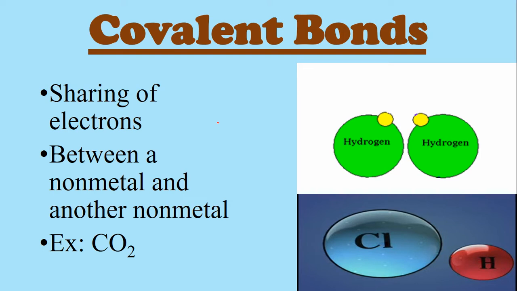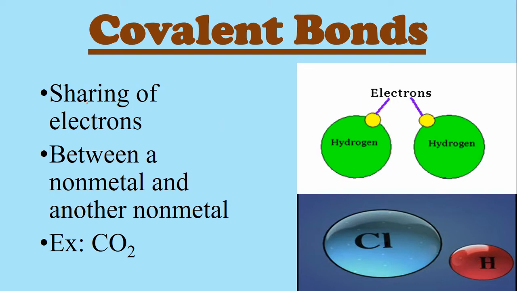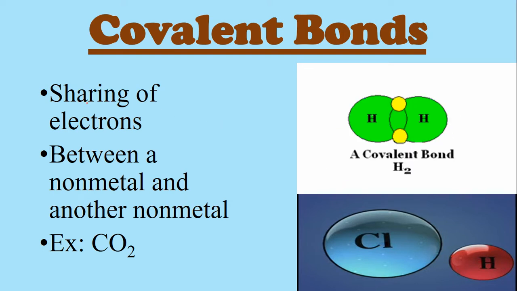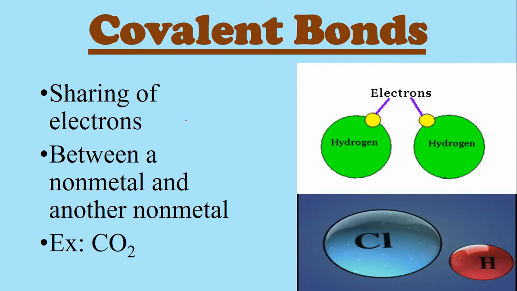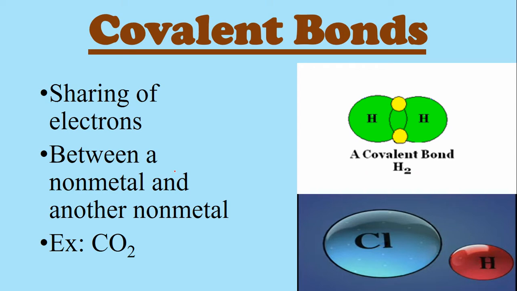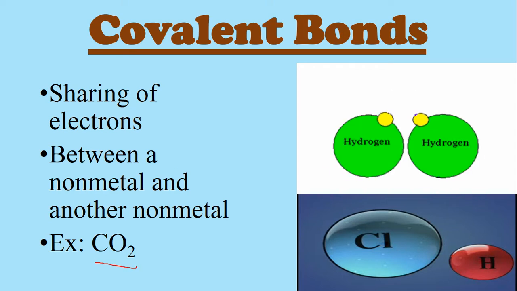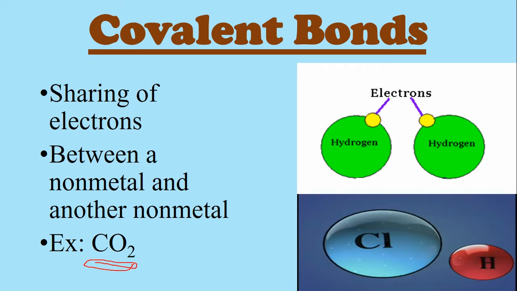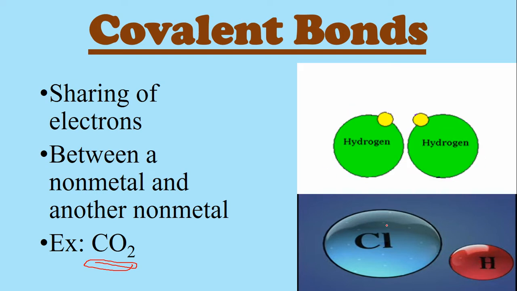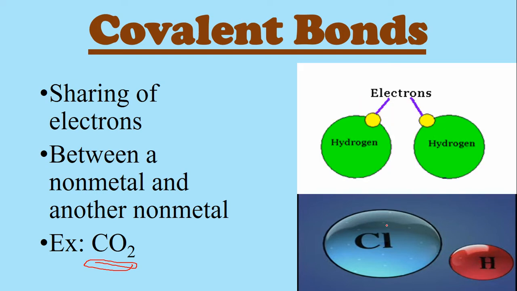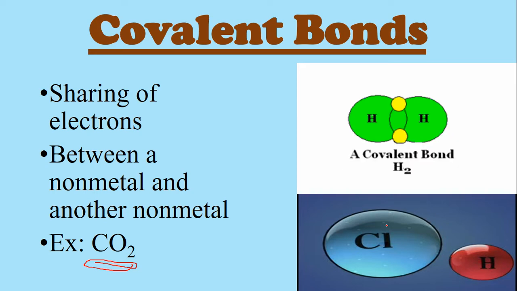And this is between a non-metal and another non-metal, so two different non-metals. So everything to the right of the stair-step line. For example, CO2. CO2 is going to be a covalent bond because carbon's a non-metal and oxygen's a non-metal.